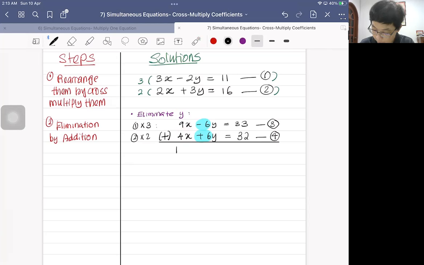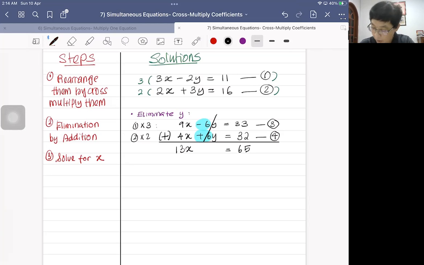You're going to get comfortably 13x. And then we look at minus 6y plus positive 6y. You know that this whole thing has been eliminated, gone. Now you add up the right side, and you're going to get 65. Now just go on and solve for x.